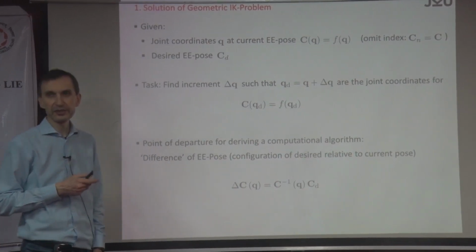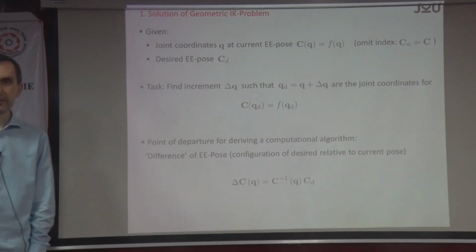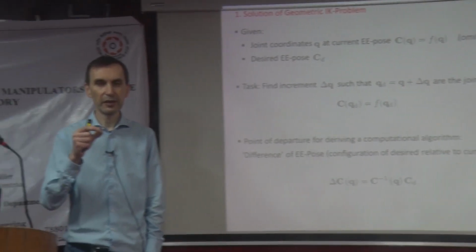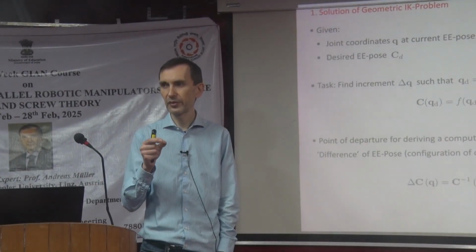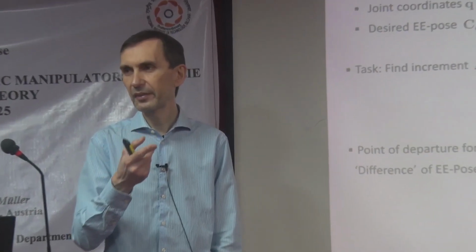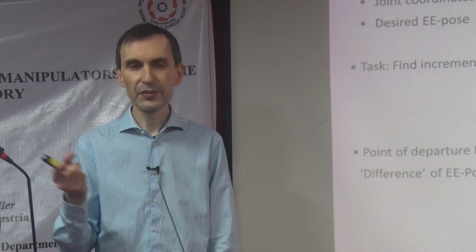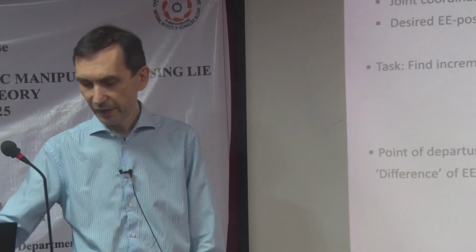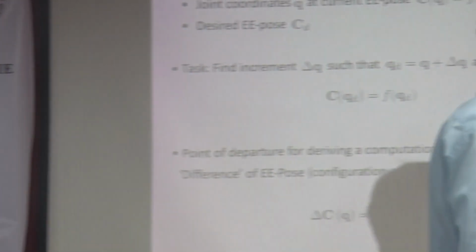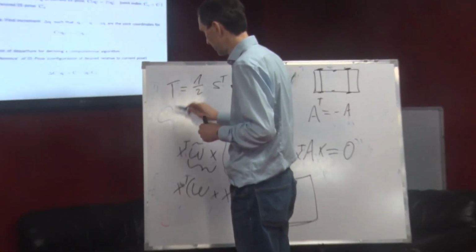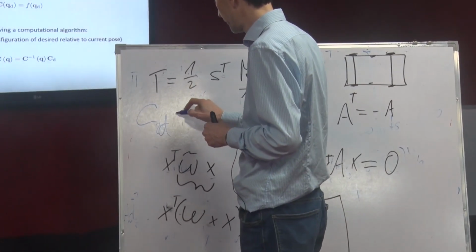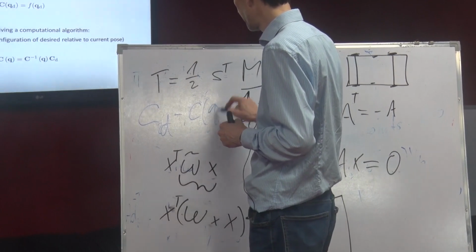How do I find an error? So how much difference? I mean, how far am I away from the target? You said subtract. So like saying that I take CD, so CD minus C of Q. This is what you said.